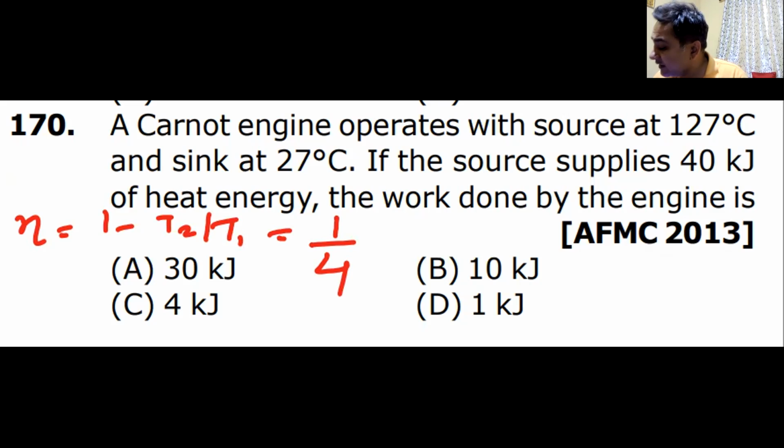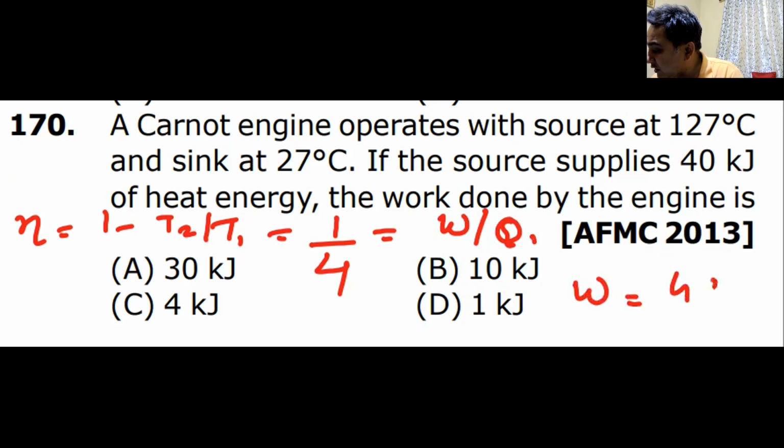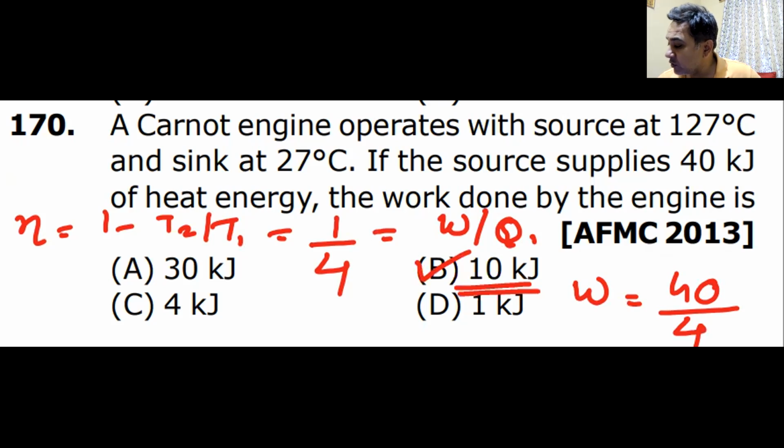Now this efficiency is always equal to work divided by heat input. So this is equal to W divided by Q1. W is the work done, Q1 is the heat. I had given you the note, but you don't seem to recollect it. So W becomes Q1 divided by 4. Q1 is 40 divided by 4. Here is the answer, my dear friends, and the answer is 10 kilojoules.